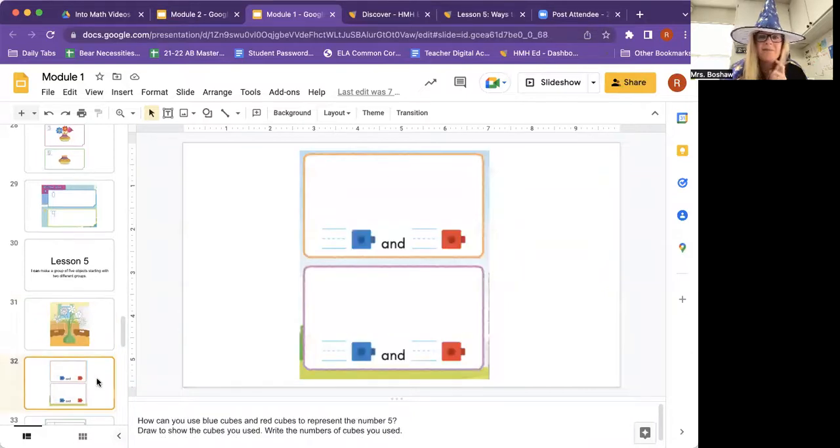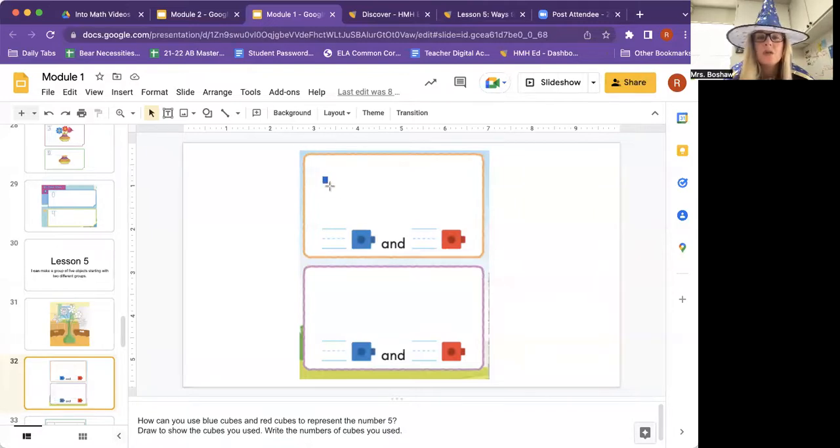All right. Here we go. You should be on a page that looks like this. We have blue cubes and red cubes. How can you use blue cubes and red cubes to represent the number 5? Draw to show the cubes you used. Write the number of cubes you used. So, like we did with the flower, they're not telling us how many to do of each. We are just going to do some blue and some red, as long as it makes 5.